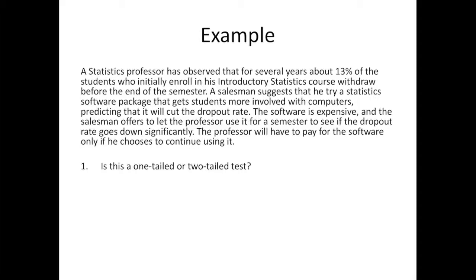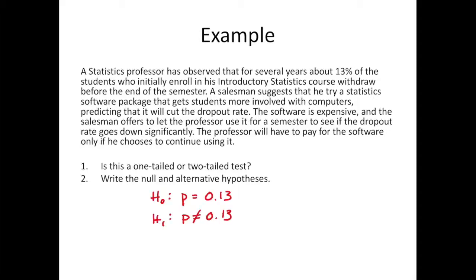Now, if I was the salesman, I would use a one-sided test because then you're more likely to reject the null that it has no effect, and therefore the salesman would get a sale. So it depends on which perspective you're going to work from. We'll use a two-sided test here. So to write the null and alternative hypotheses, we have to remember that the null and alternative hypotheses are always statements about a population parameter. In this case, it's about a population proportion. So our null is that the proportion of students who withdraw is 0.13, and our alternative, H1, is that P is not equal to 0.13. So this is a two-tailed test.